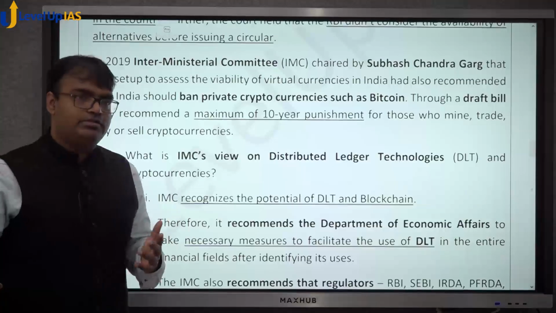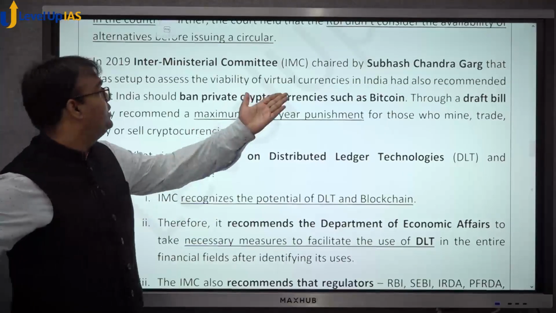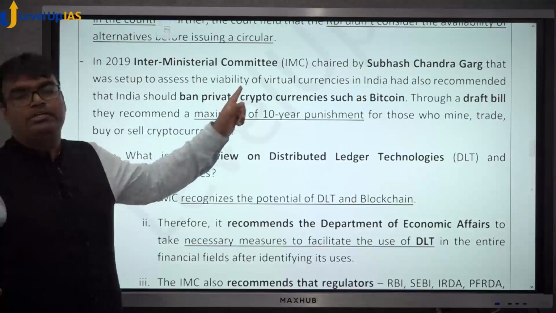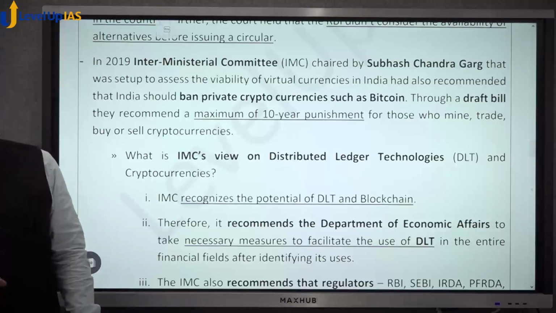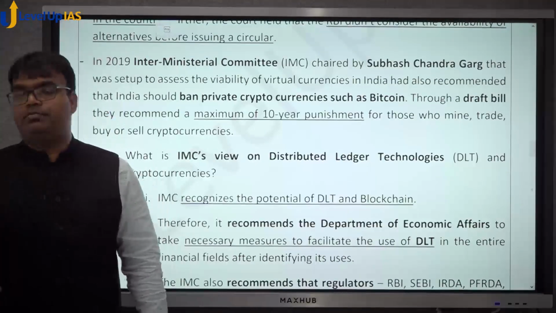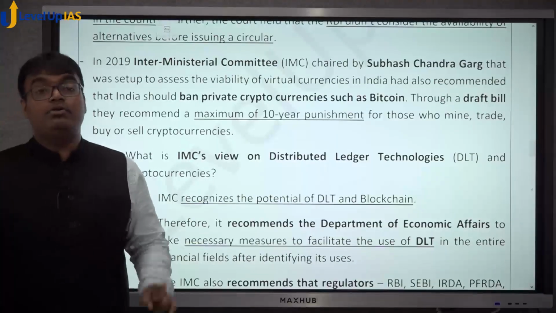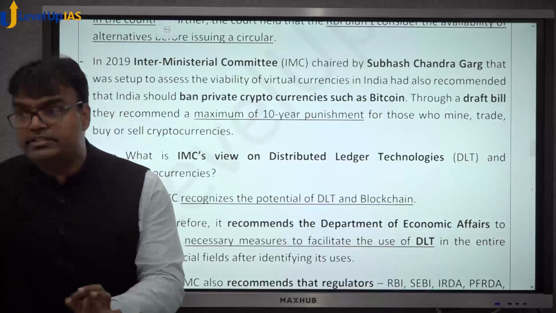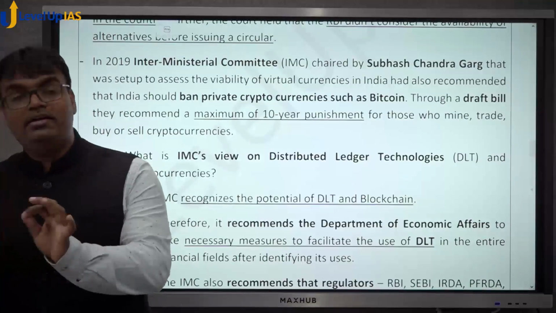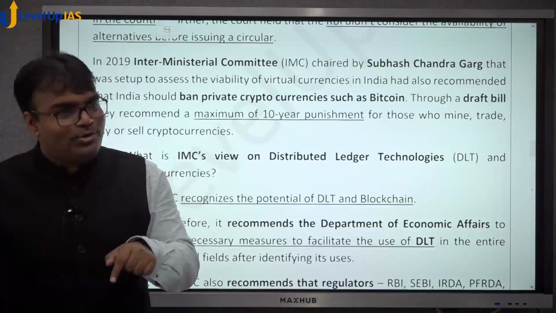इससे पहले एक और चीज, when it comes to cryptocurrency situation in India, you should also know about Subhash Chandra Garg Committee, inter-ministerial committee which was headed by Subhash Chandra Garg. It gave its report in 2019 and it also called for ban of all kind of private cryptocurrencies and RBI creating its own currency. At the same time, it also said that we are saying that ban cryptocurrencies, but blockchains are important. Because blockchain is not only about cryptocurrency.